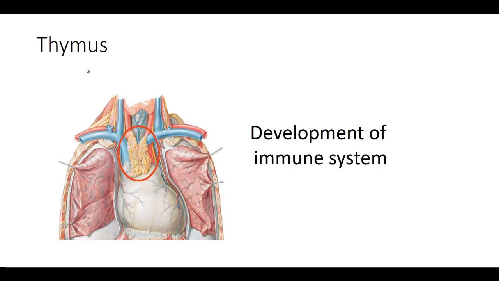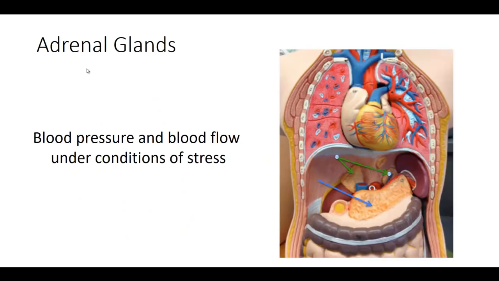Next is the thymus, and you can see kind of where the lungs and the heart are located. This is obviously important because it regulates the development of your immune system. So very important. Adrenal glands. We're looking at kidneys, areas around the pancreas, blood pressure, blood flow. If you've ever heard of adrenaline, that is produced by this gland.